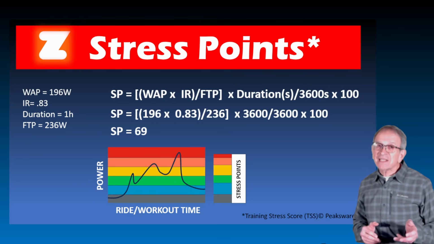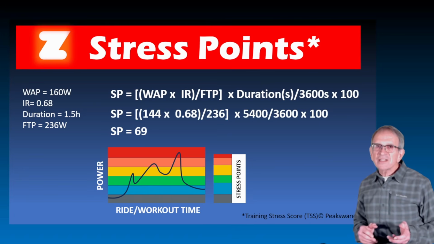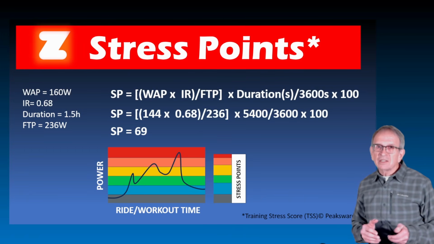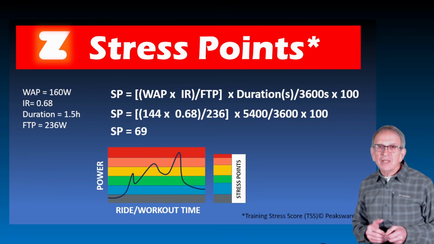Now let's look at a second example. In this case, the weighted average power is 160 watts, so lower. The intensity ratio is 0.68. The duration is longer, 1.5 hours. And the FTP, again, is 236 watts. And if we apply these numbers to the formula, we get stress points equal 69.